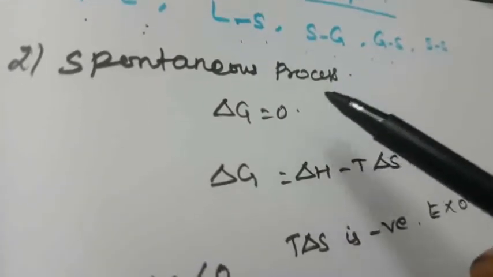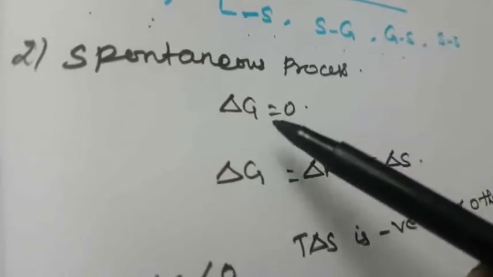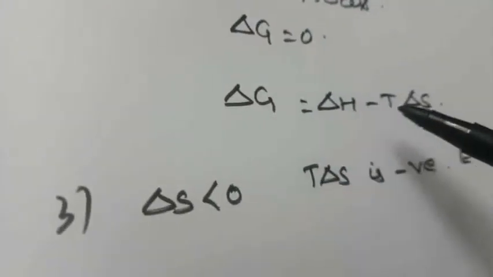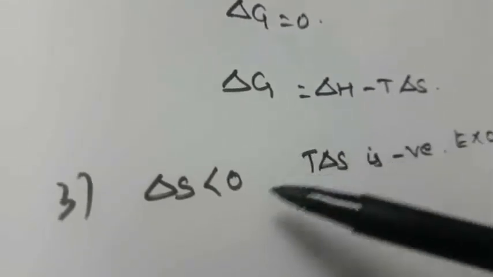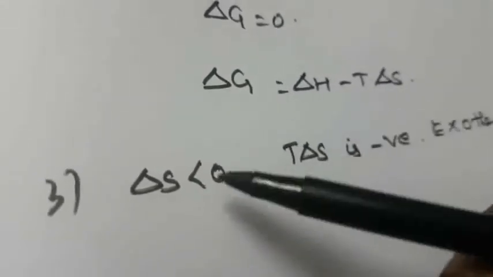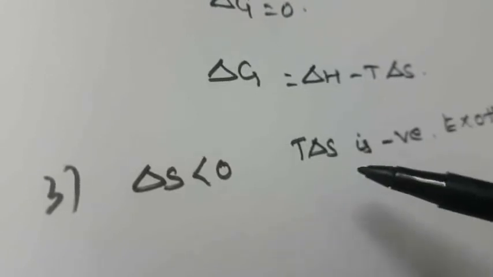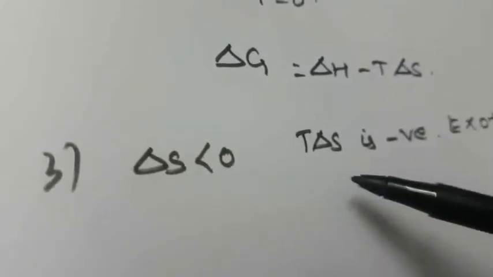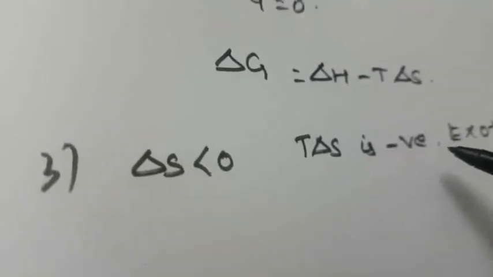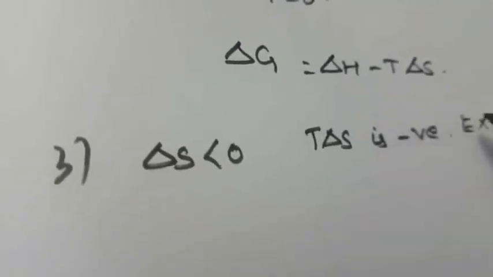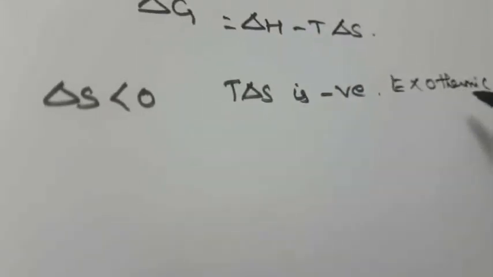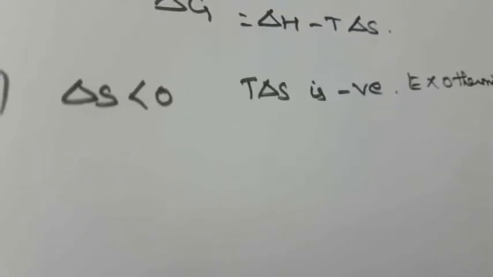The spontaneous process is also accompanied with the free energy. What is free energy? Delta G is equal to delta H minus T delta S, right? When the molecules are adsorbed, there is always a decrease in the randomness of the molecules. So delta S is less than 0, delta S is negative. What does a negative value mean? Negative value means the heat will be liberated. So that is called exothermic. What is exothermic? The heat will be liberated. So that is another one.